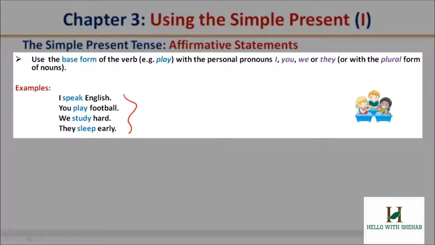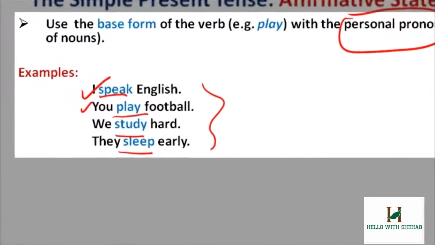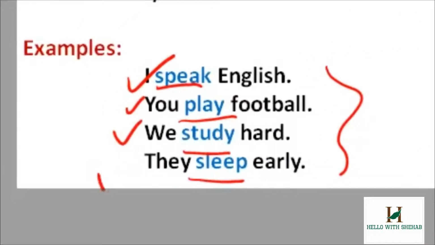What do all of these have in common? Well, if you look, speak, play, study, and sleep are the base form of the verb. But where are the personal pronouns? They're right here. I, you, we, or they.